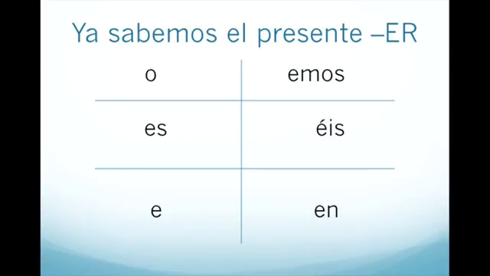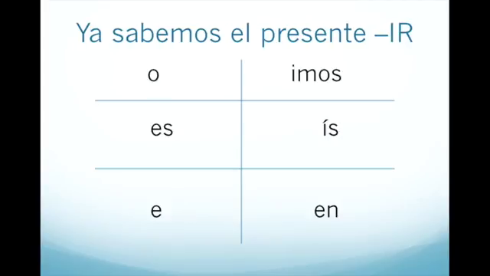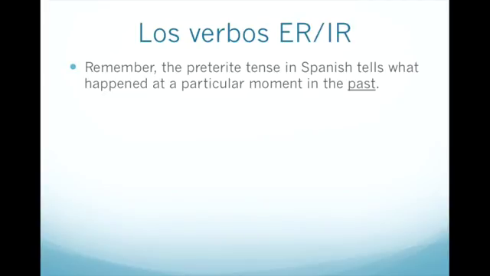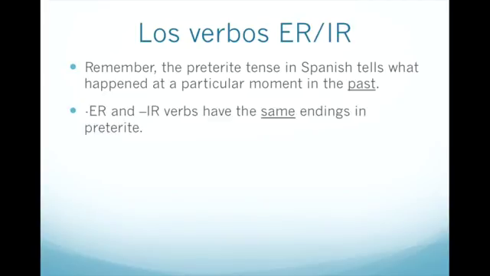Here are your ER verb endings in the present tense. So now that we've covered AR verbs, we're going to look at ER and IR verbs. We know that ER verbs in the present tense are o, es, e, emos, éis, and en. And that IR verbs are basically the same except for the nosotros and vosotros: o, es, e, imos, ís, and en. In the preterite tense, ER and IR verbs have the same endings.